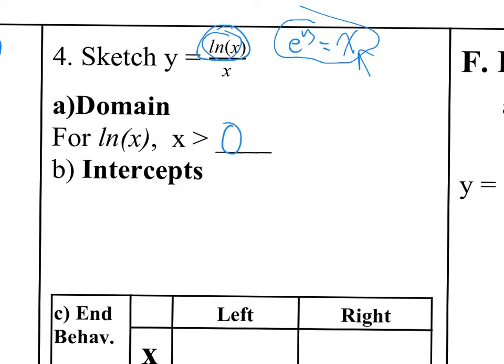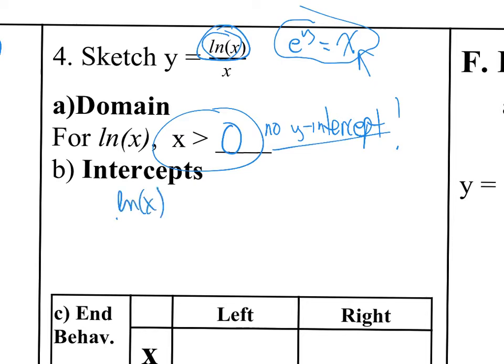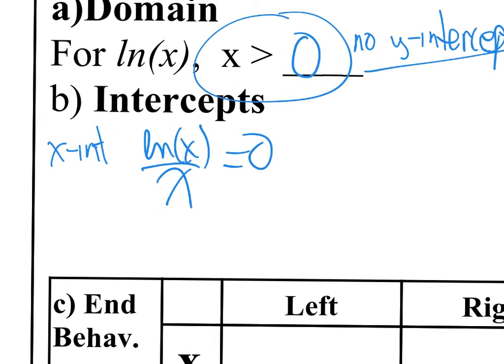So we know that x has to be greater than 0. Okay, so what about intercepts then? For a y-intercept, x would have to be 0, but since x is greater than 0, that clearly indicates there's no y-intercept. Not possible. So what about an x-intercept? If I said ln x over x equals 0, that would give me an x-intercept.